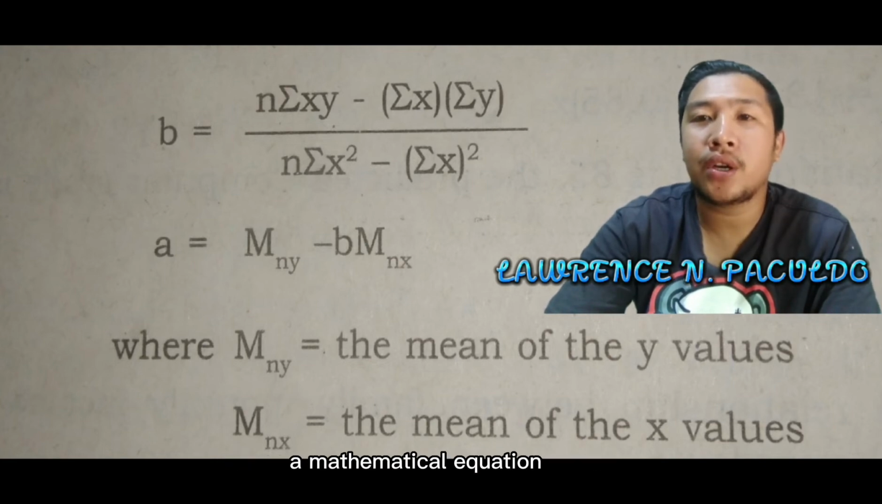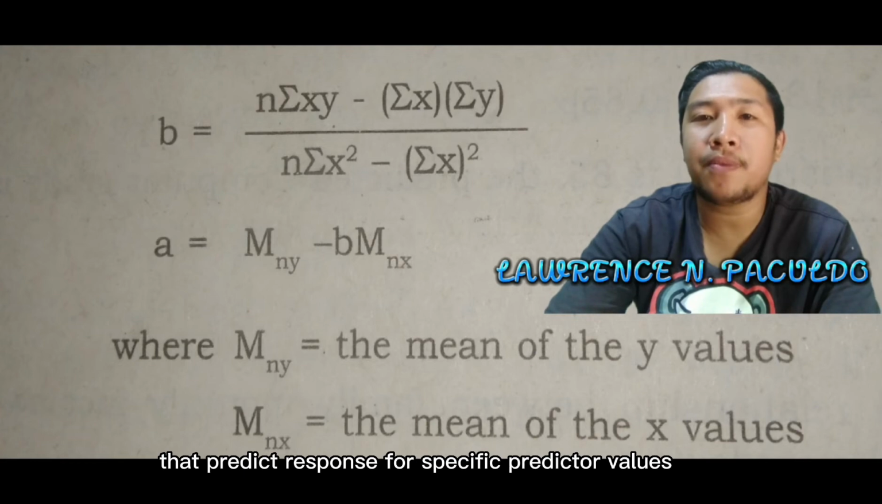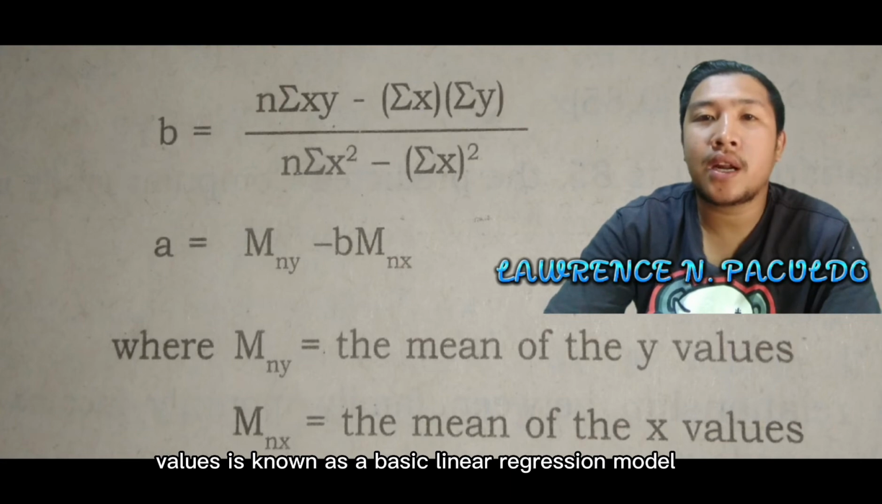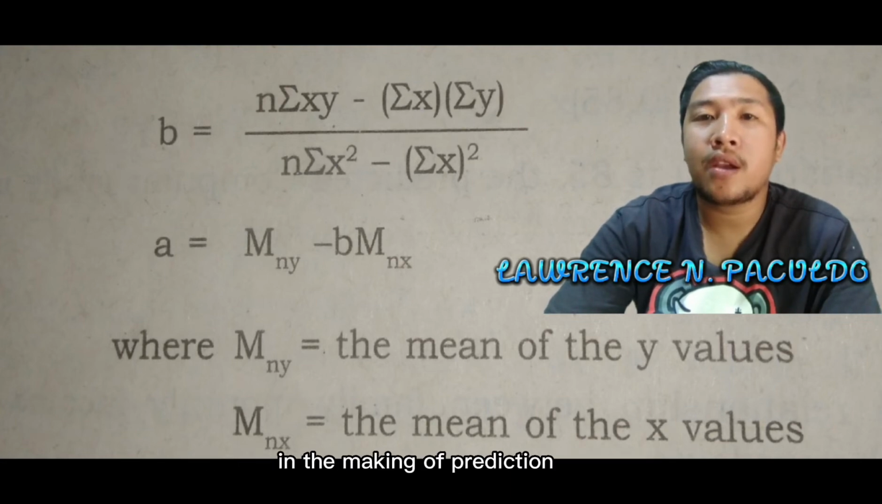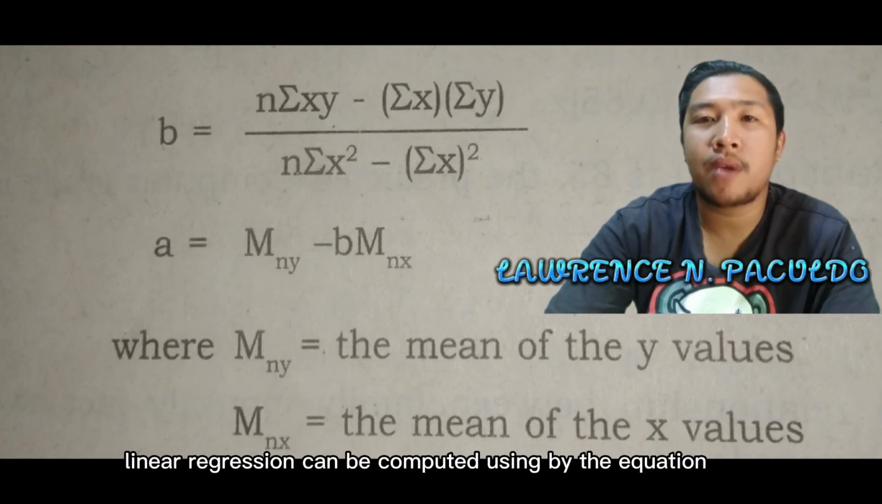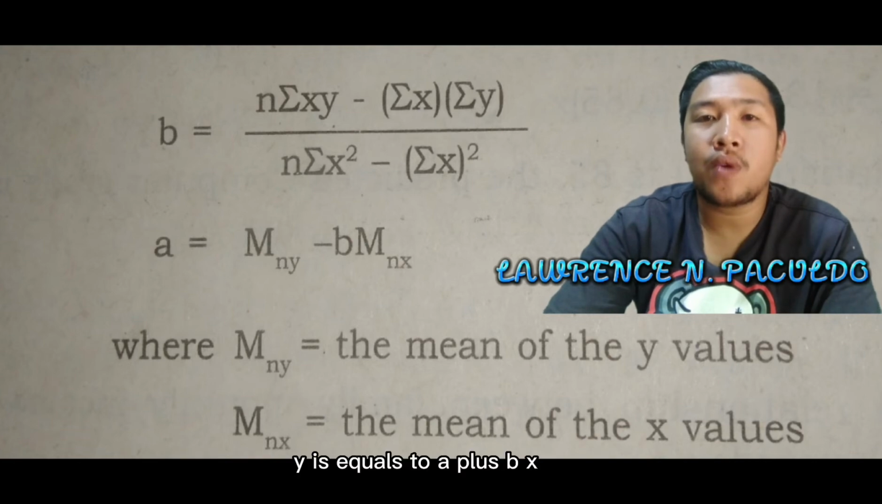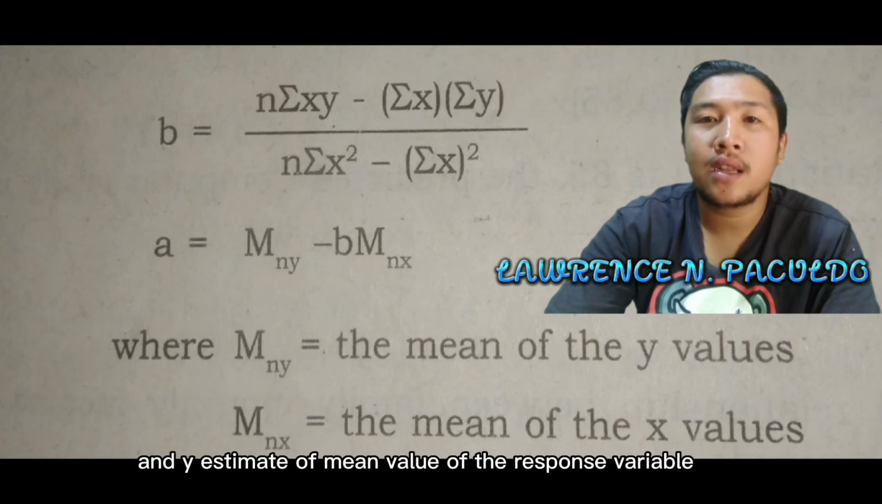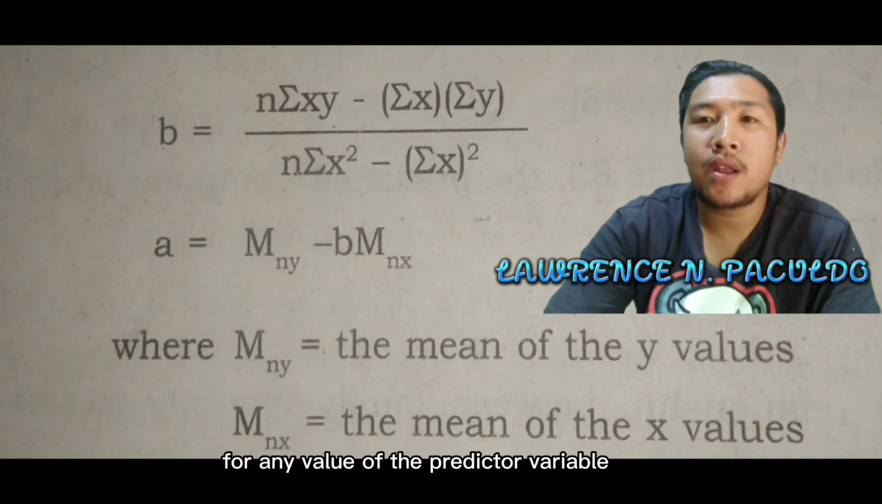A mathematical equation that predicts response for a specific predictor value is known as a basic linear regression model in the making of prediction. Linear regression can be computed using the equation y = a + bx, where a is the y-intercept, b is the slope, x is the predictor variable, and y is the estimate of the mean value of the response variable for any value of the predictor variable.